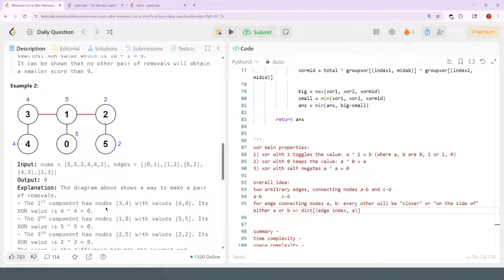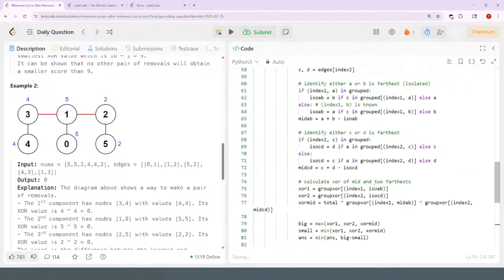So for each edge connecting nodes A and B, every other node will be closer to or on the side of either A or B. So if I have a dictionary where the key is a tuple of the edge index and A or an edge index and B, this is equal to a set of closer nodes.